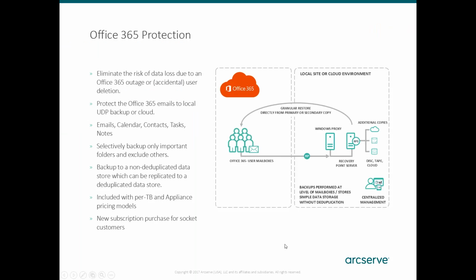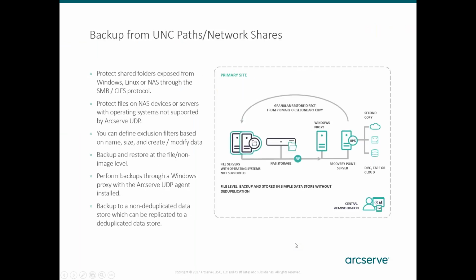And the third new source-based feature is the integration of UNC path backups or CIFS inside the UDP console. It's very, very similar from an infrastructure and technology point of view to the Office 365 backup, because again, it uses a file-based reading approach, an item-based reading approach. It uses a proxy, because on the NAS itself, again, we cannot install an agent.